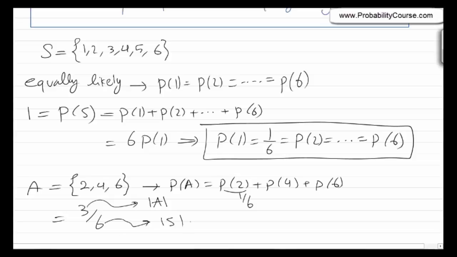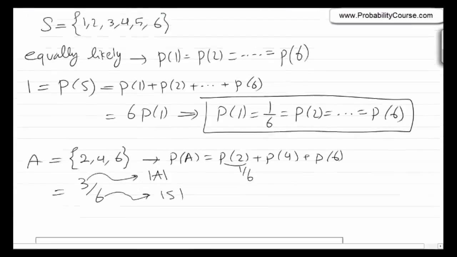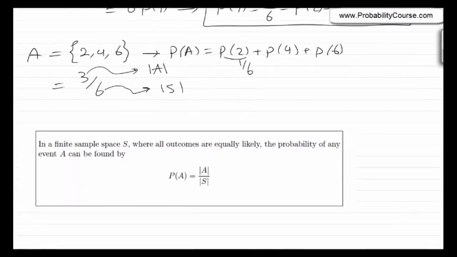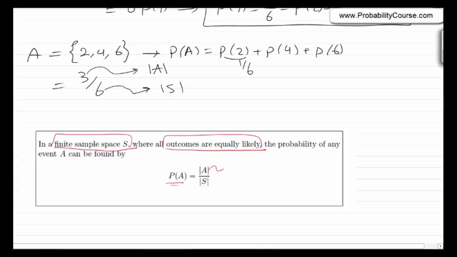So we have a general rule in these problems. When I have a finite sample space S, and where all outcomes are equally likely, so these two conditions are important here, then the probability of any event A is obtained by the number of elements in A divided by the number of elements in S. So this is the number of elements in A, and this is the number of elements in S. So that's our general rule for problems in which we have a finite sample space with equally likely outcomes.